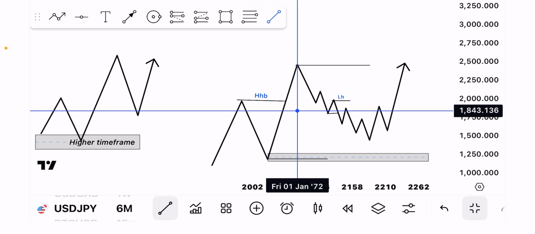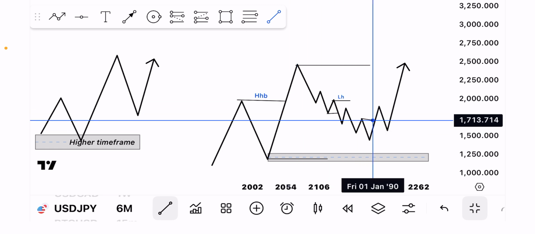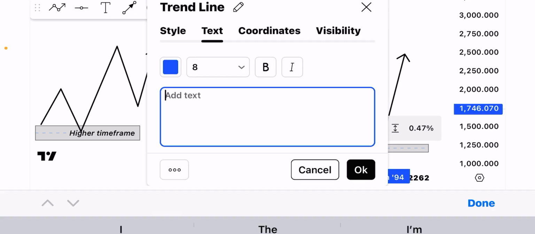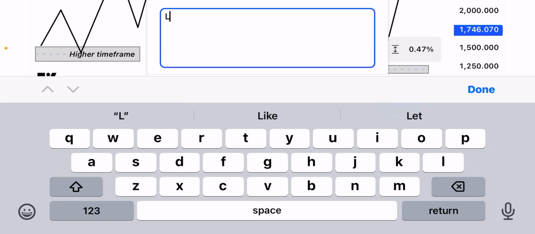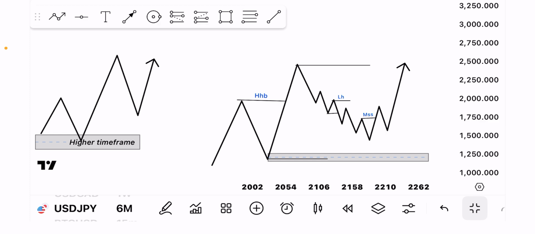So that being said, this was our last lower high, and you know the rules. The market should not take it out. If the market takes the last lower high out, everything shifts. Our market structure shifts.